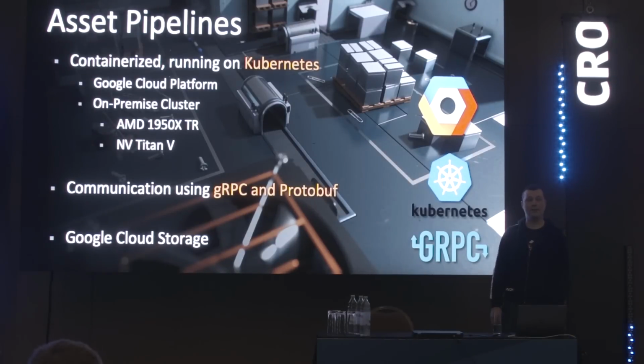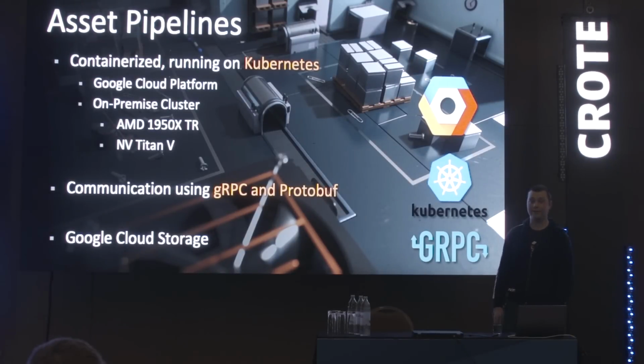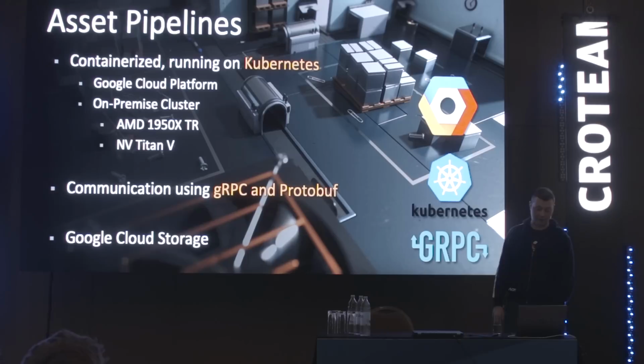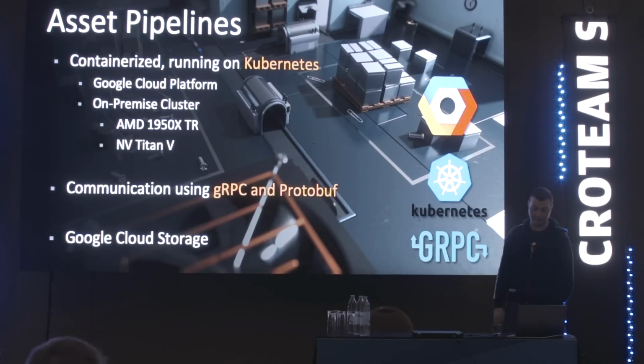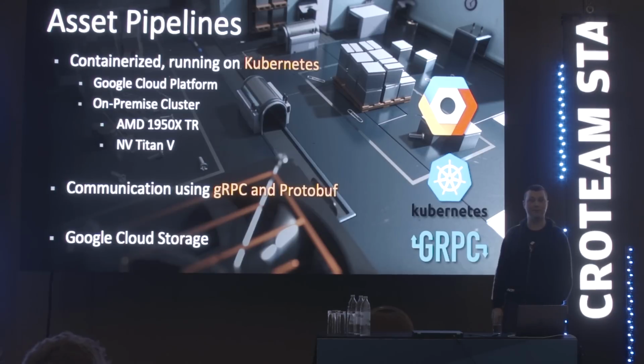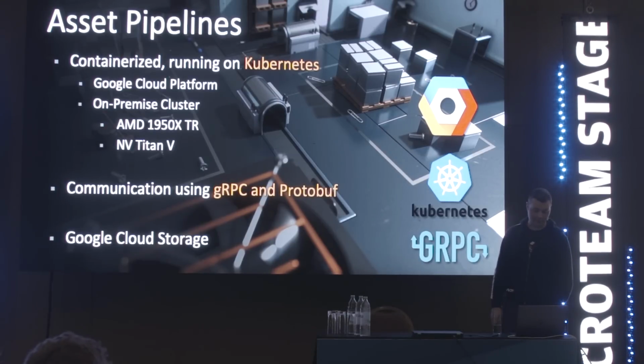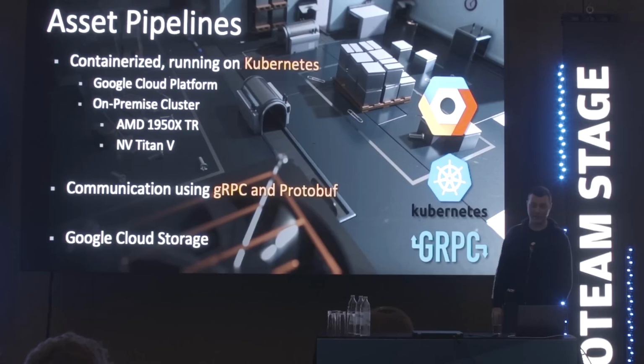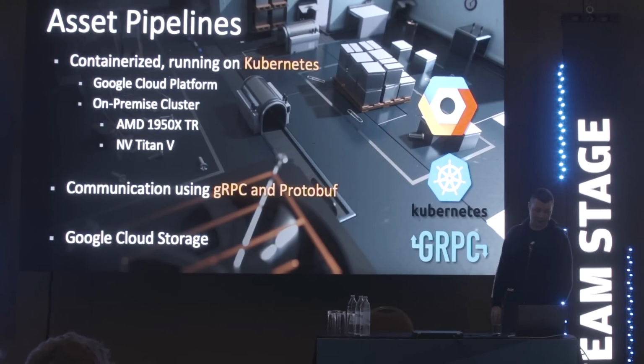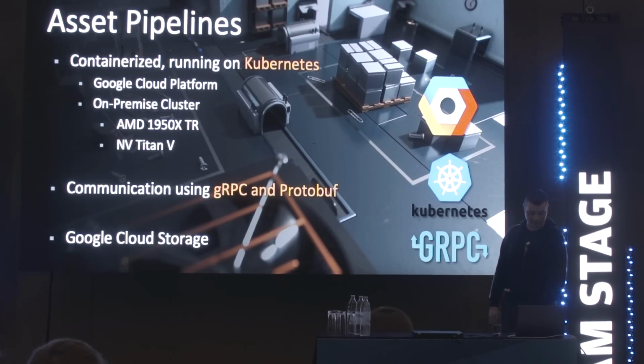Our pipelines are all containerized in Linux Docker, running on Kubernetes. We can scale our pipelines in Google Cloud Platform and also in our on-premise cluster comprised of AMD Threadrippers and NVIDIA Titan Vs. Communication between Halcyon and the pipelines is done with gRPC and protobuf, and our content-addressable data is all backed by Google Cloud Storage.